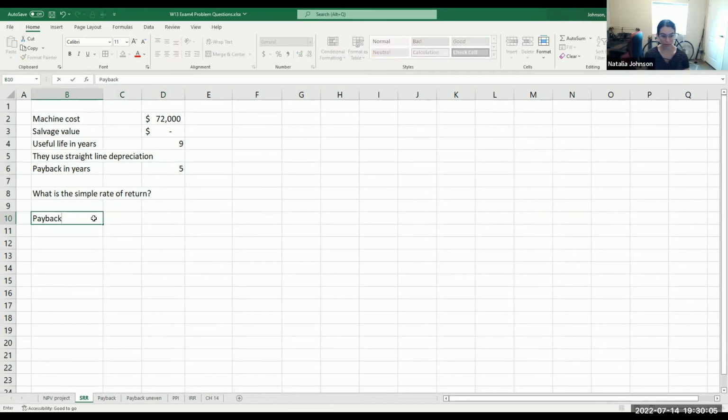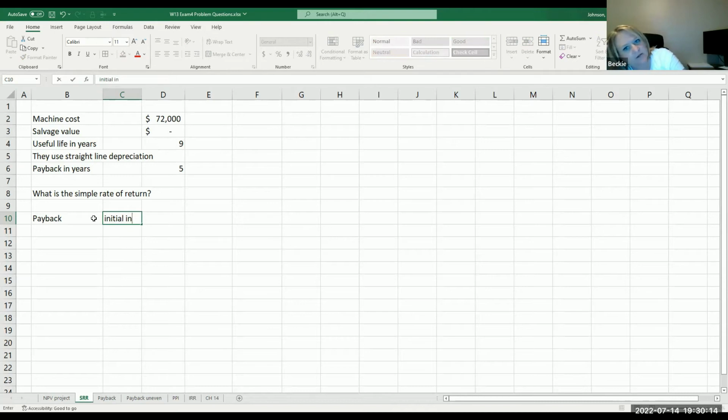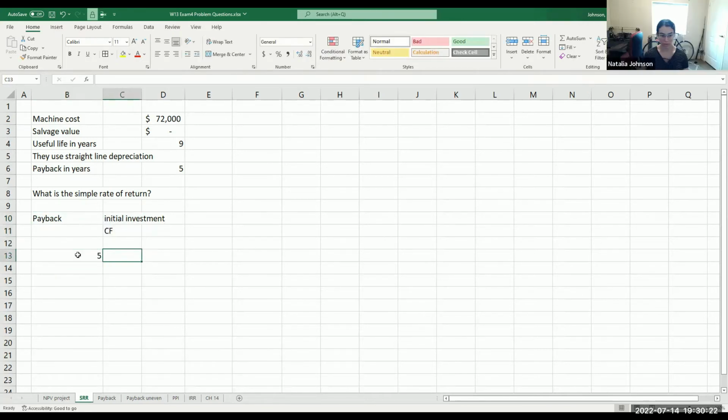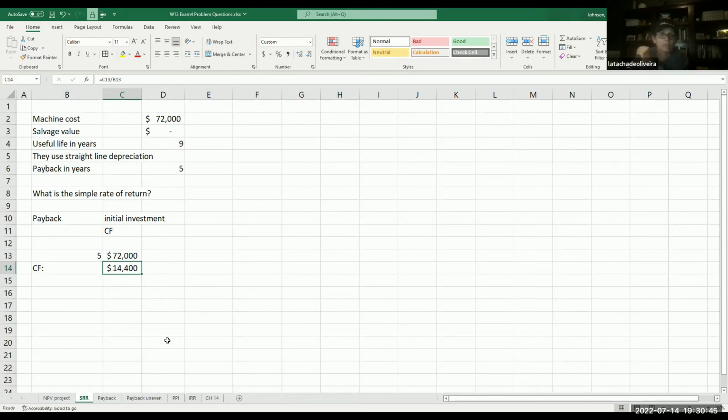So payback is initial investment divided by cash flows? Yeah, initial investment required divided by annual net cash inflow. So would it be 5 equals 72,000 over X? Yes, 5 equals 72,000 over what we're trying to find. We can find cash flows here. If we do 72,000 divided by 5, this will be the cash flows: 14,400. So payback is initial investment divided by cash flows.